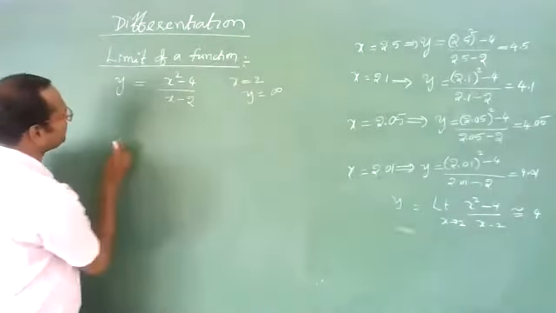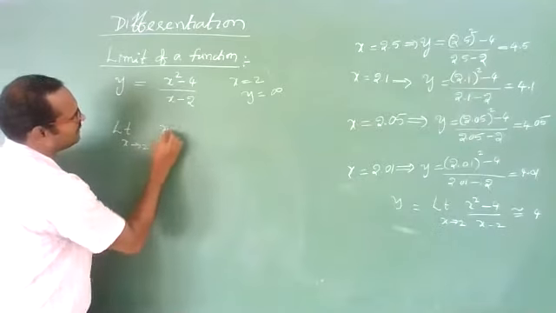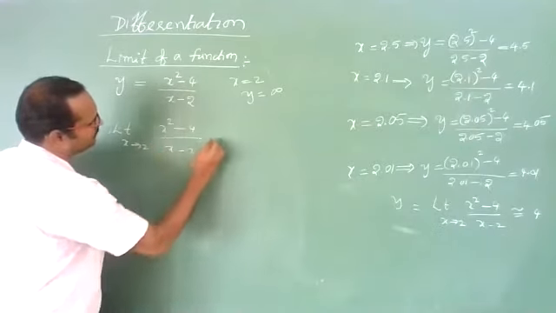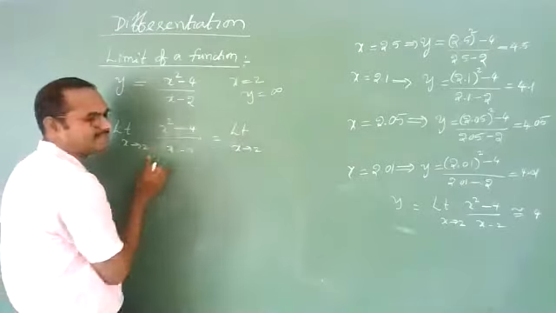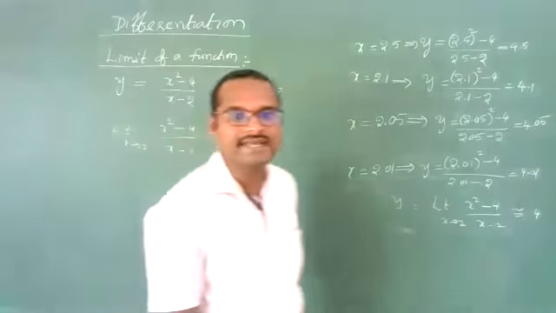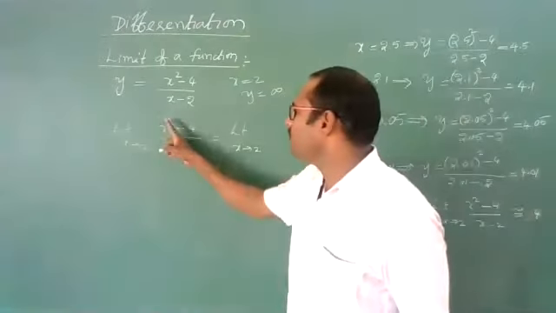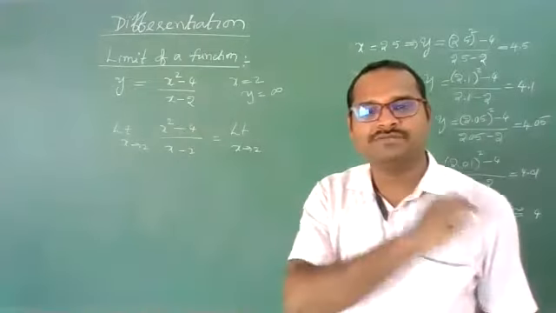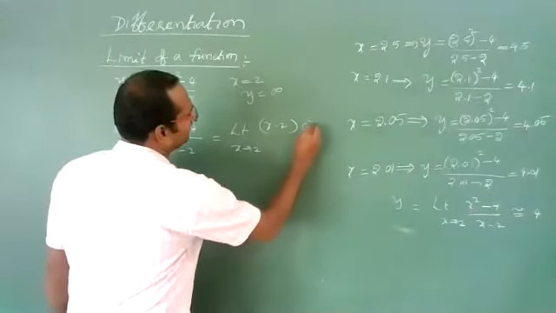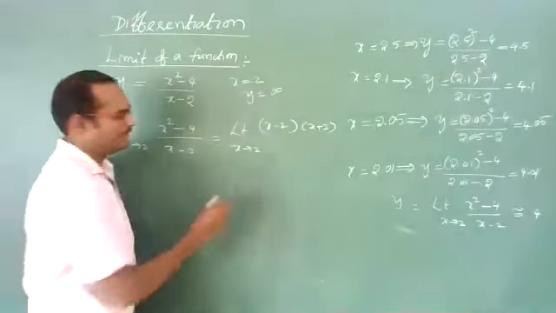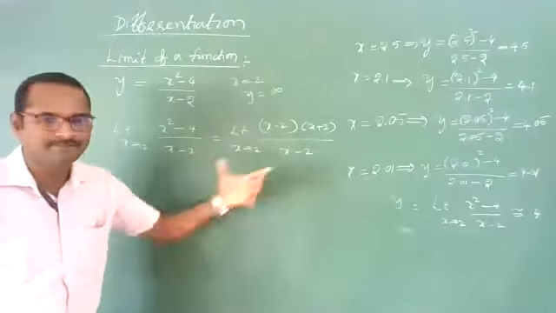Okay, yes. See, this one we can write as limit x tends to 2 of x square minus 4 divided by x minus 2, which can be written as limit x tends to 2. It can be written as x square minus 4, we can write 4 as 2 square. Yes or no? So it is in the form of a square minus b square. It can be written as a plus b into a minus b. Clear? Means x minus 2 into x plus 2 divided by x minus 2. Yes, denominator x minus 2 is there.